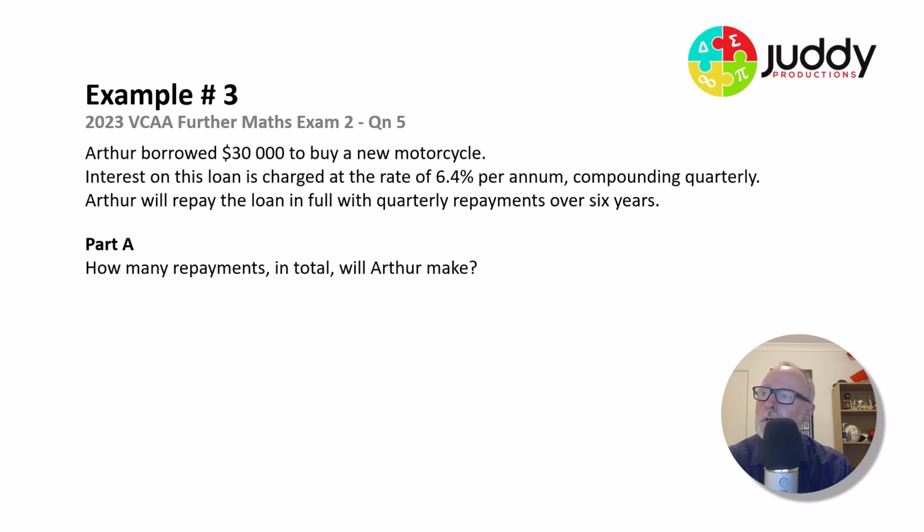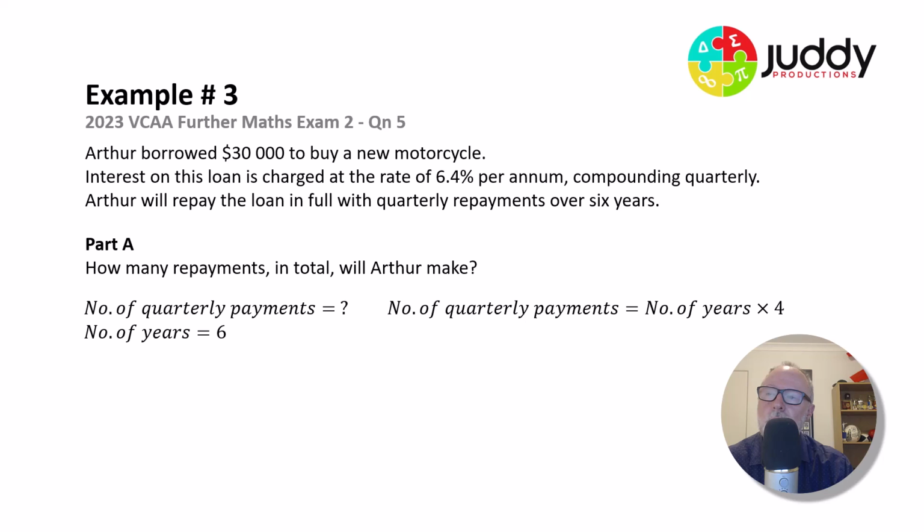This is quite a simple question. The number of quarterly repayments is what we're calculating. The number of years is 6. So the total number of quarterly repayments will be the number of years times 4, because for every year of repayments, there's 4 quarterly repayments to make. So in this case, we've got 6 years, and each year has 4 repayments. So that comes out to a total of 24 quarterly repayments.